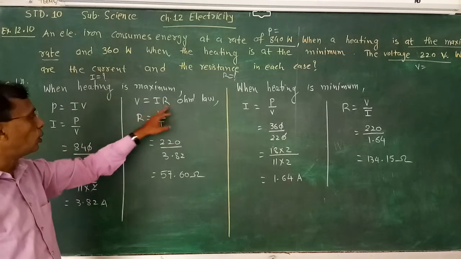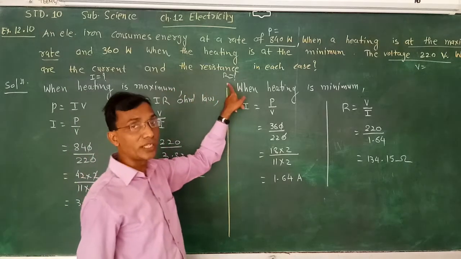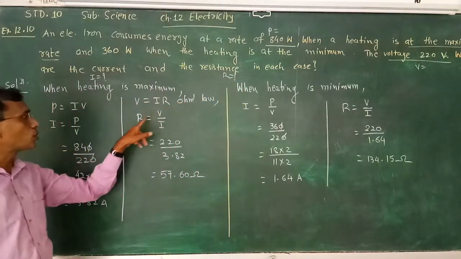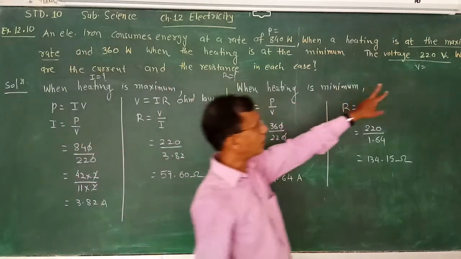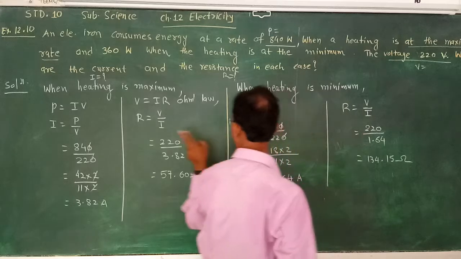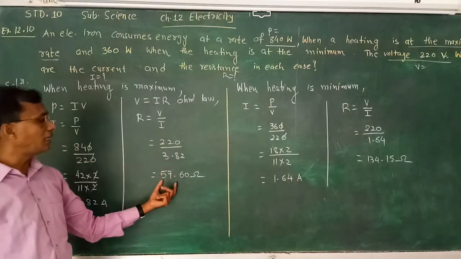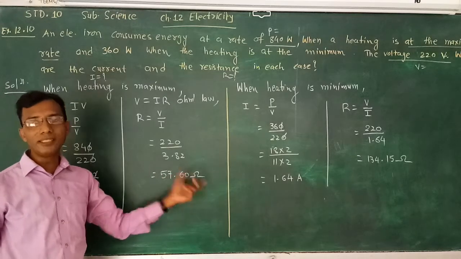Now according to Ohm's law, V is equal to IR, because we will find out the resistance in each case. So applying Ohm's law, V = IR, so R = V/I. V is equal to 220 volt and current I is equal to 3.82 ampere. Simplify it, we obtain the resistance 52.60. The resistance is measured in ohm.